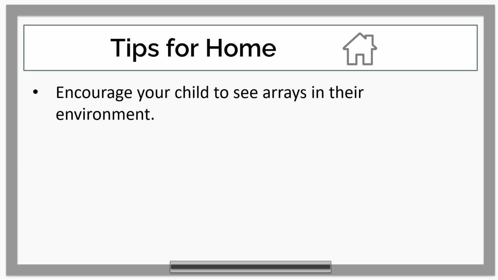So what are our tips for home? Encourage your child to see arrays in their environment. Maybe a sticker book where they have all their stickers laid out. Emphasize the language of columns and rows. Don't worry about the commutative property, but show them and use the language of different order. If I change the order, I get the same total.